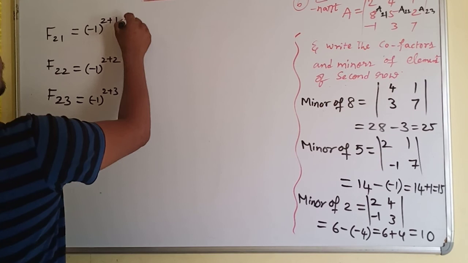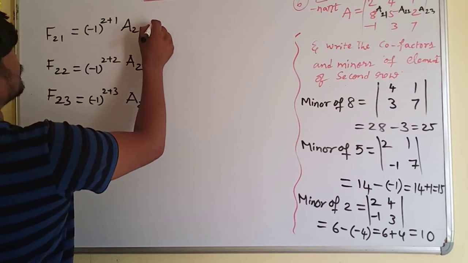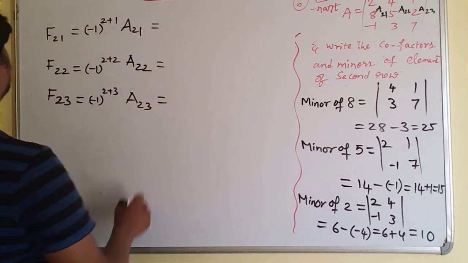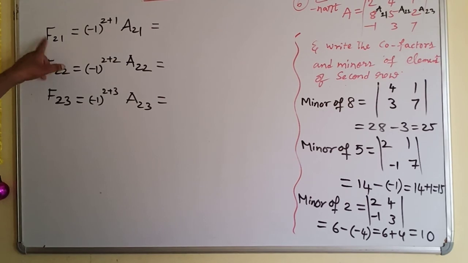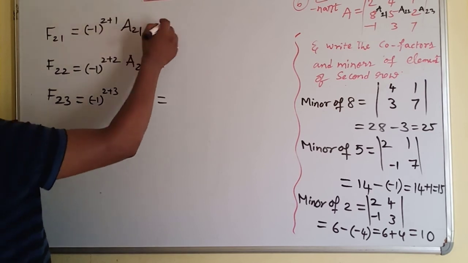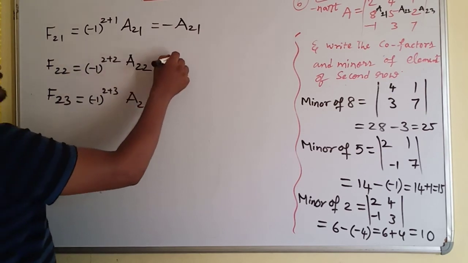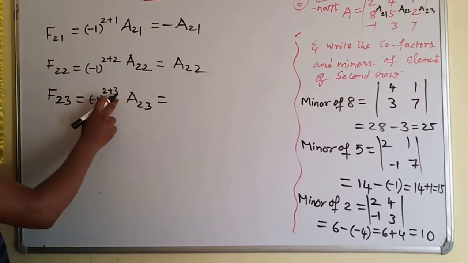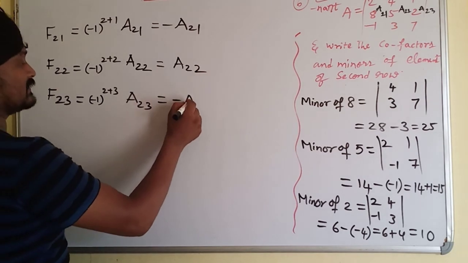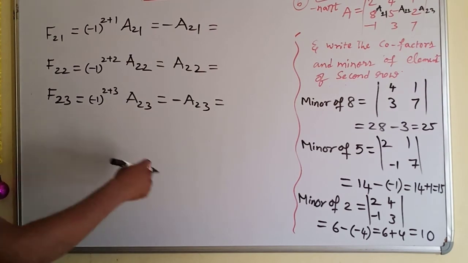Now, what are those? A21, A22, A23. So F21 means that is the cofactor of element A21. So 2 plus 1, an odd number, means you get minus, so minus A21. Here 2 plus 2 is 4, an even number, so plus, so A22. And 2 plus 3 is 5, an odd number, you get minus, so minus A23. So you already found the values of A21, A22, A23, substitute them.